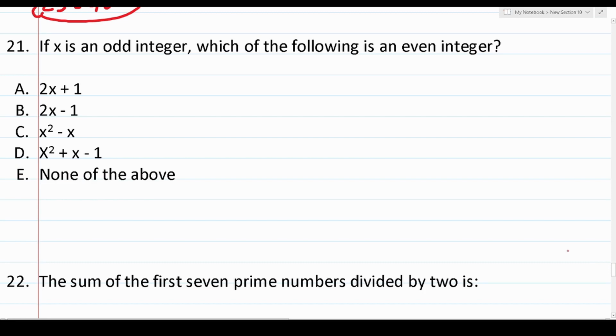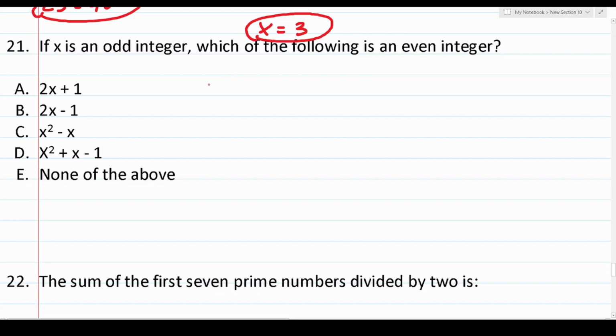All right, number 21 says, if x is an odd integer, which of the following is an even integer? So the approach I take to these problems is I let x be a real value. It says if x is an odd integer. Well, let's let x be 3. We know 3 is odd. And if we let x be 3, we can plug it into all these answer choices. And once we find one that's even, we'll know that's the correct one.